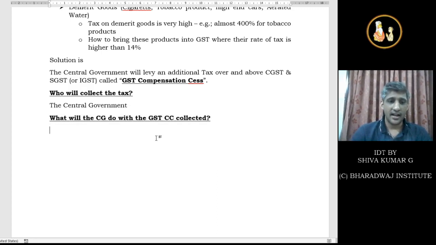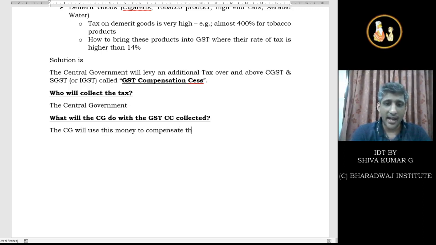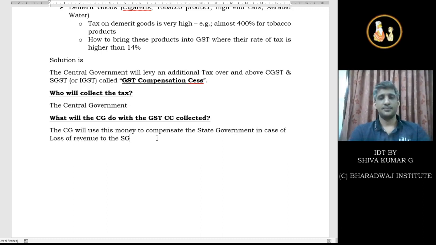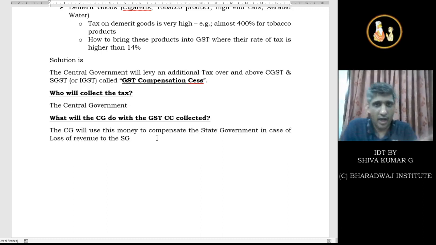The central government will use this money to compensate the state governments in case of loss of revenue. We saw even during Corona, cigarette sales went on, and people were buying only Pepsi and Coke. And when liquor shops opened, there were record sales of 14 to 15 crore.